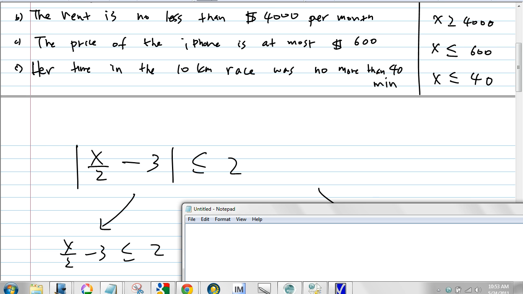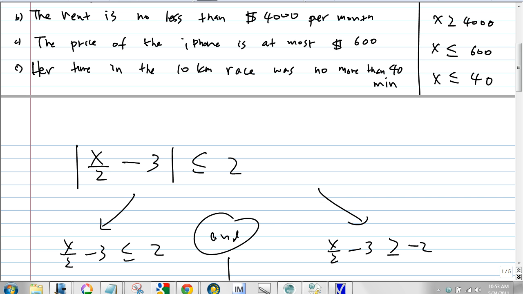Now, is this going to be "and" or "or"? "And," because this is less than, right? So this is a conjunction, remember? If it was greater than, then it's "or." Okay, so example 2, why don't you finish it up and graph it. Solve and graph.